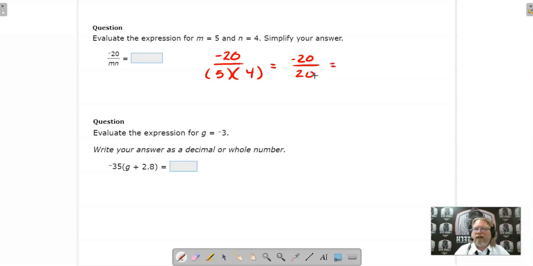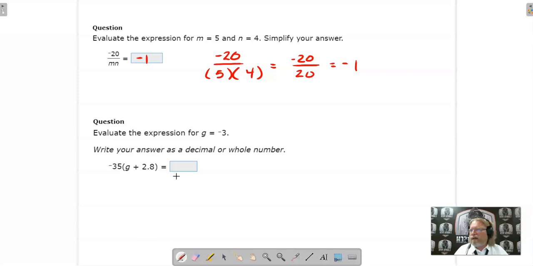So 20 divided by 20 is 1. Any number over itself is equal to 1. But this is a negative divided by a positive. So since we're multiplying or dividing, and they're different signs, negative divided by a positive is going to be negative. So I end up with negative 1.